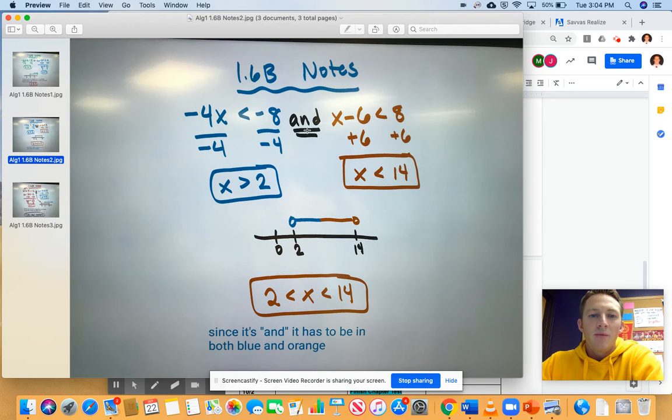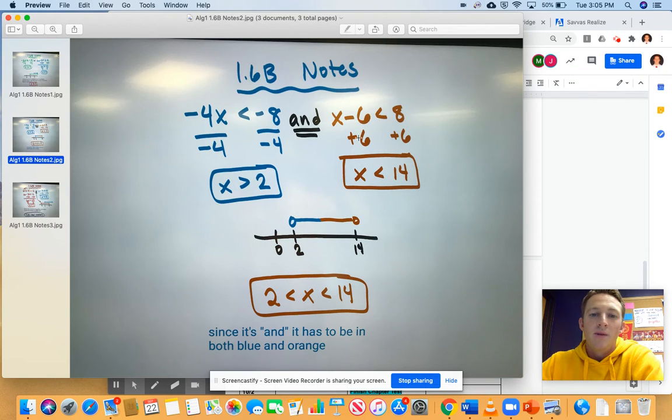Here we have an AND problem in the blue and the orange, so let's divide by negative 4 to get x by itself. The negatives cancel, the 4's cancel. 8 divided by negative 4 is negative 2. Since we divided by a negative, we had to flip our sign. So x is greater than 2. It's going to be an open circle going to the right.